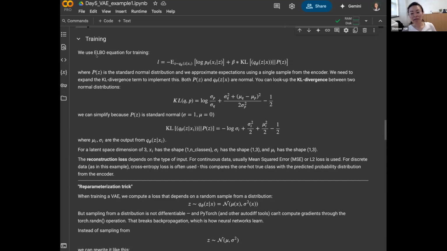It's also called the ELBO, evidence lower bound. I don't know why you call it that, but that's just the name they came up with. This is just the loss function. It's the reconstruction loss function plus a KL divergence, the difference of 2 probability functions.